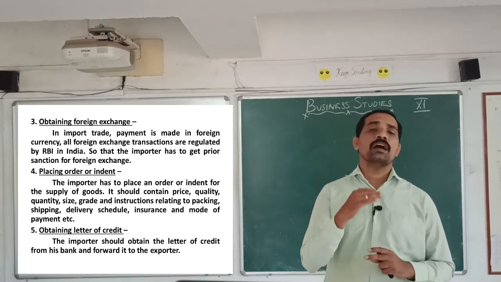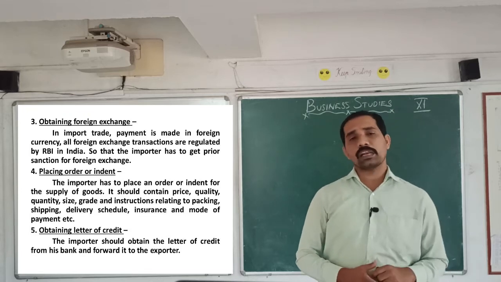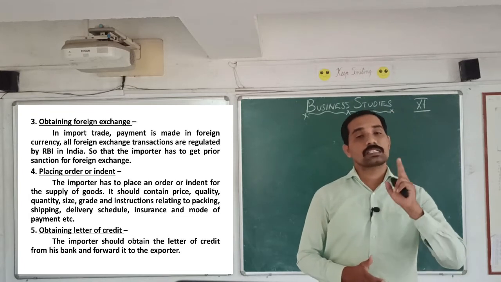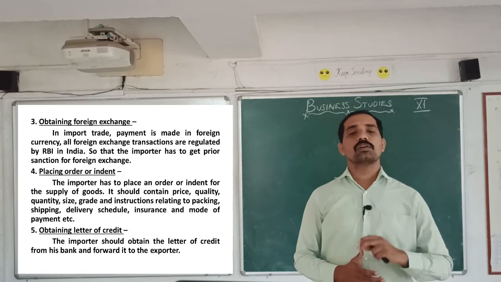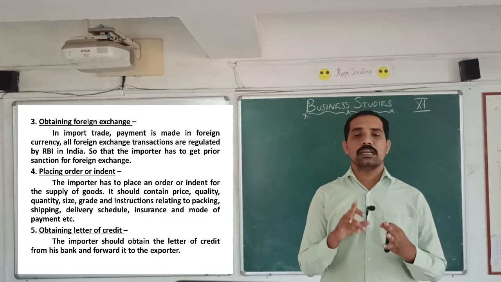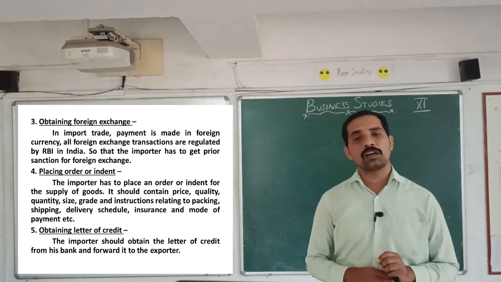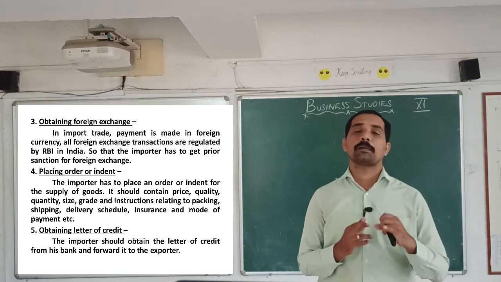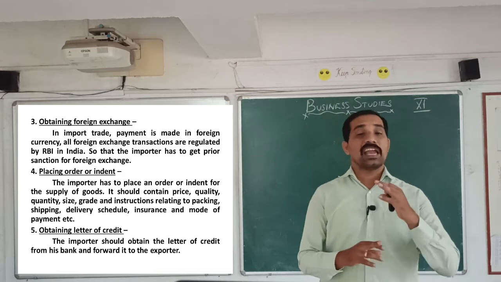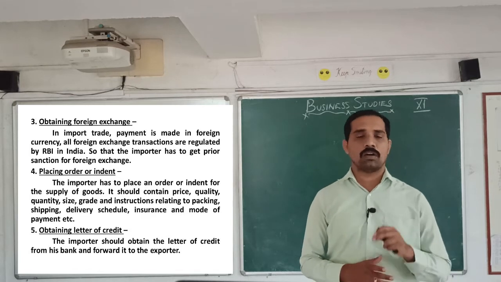And the fourth one, placing order or indent. The importer has to place an order or indent for the supply of goods. It should contain the price, quality, quantity, size, grade and instructions relating to the packing, shipping, delivery schedule, insurance and mode of payment. So that is placing order or indent.